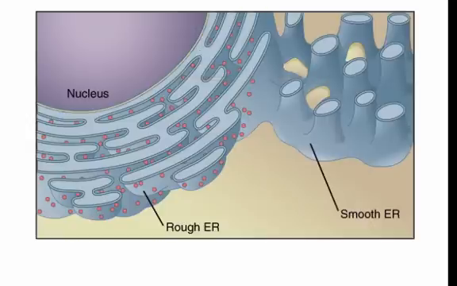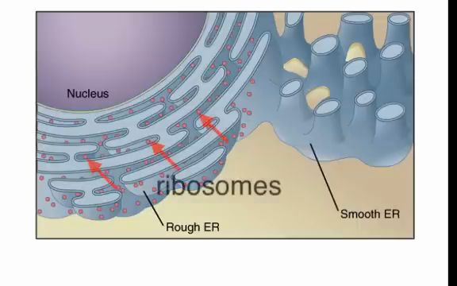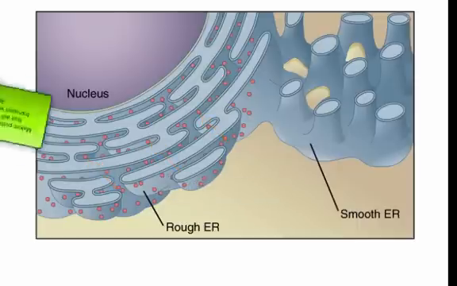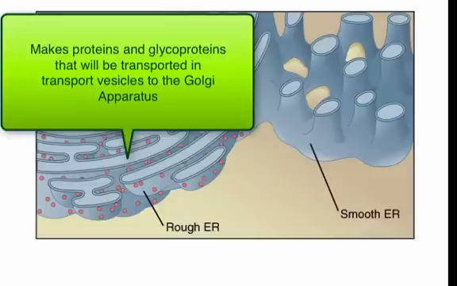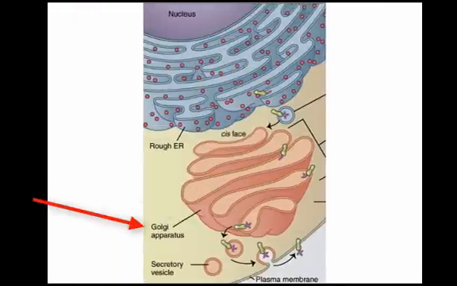The rough endoplasmic reticulum is called rough because its surface is covered with ribosomes, making it bumpy or rough. The rough endoplasmic reticulum synthesizes protein and glycoprotein products that will be modified into different protein shapes and structures and then enclosed in vesicles. These vesicles are called transport vesicles. They will pinch off of the endoplasmic reticulum and transport those proteins either to the inside of the cell or to the Golgi apparatus. The Golgi apparatus looks like stacks of dishes.